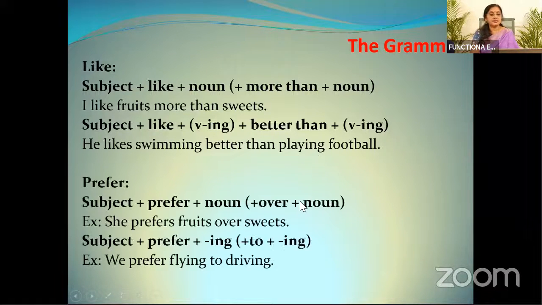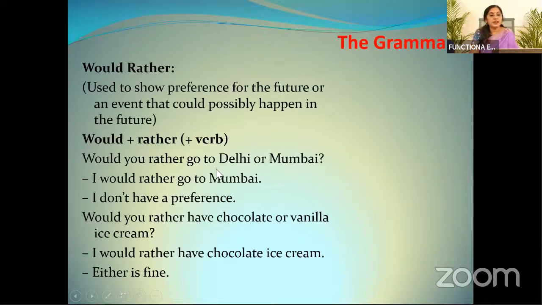Take a look at this. Prefer: subject plus prefer plus noun over a noun. She prefers fruits over sweets. He likes fruits over sweets, or she prefers fruits over sweets. Very, very general. They prefer flying to driving. Prefer is the verb. Flying and driving, they are nouns. So this is one construction that you should learn. And the second one, would rather. Those were the general ways of stating preferences.